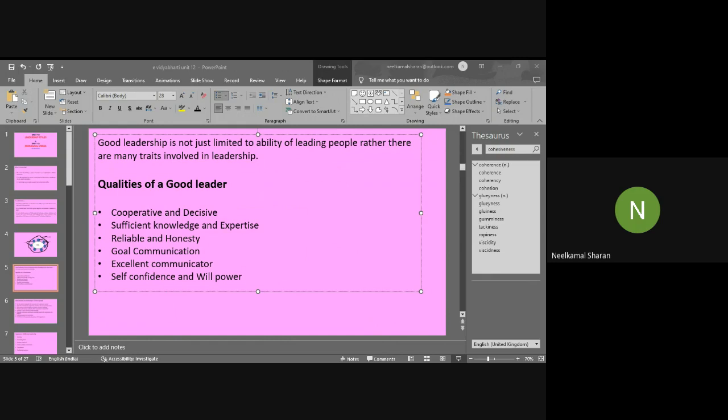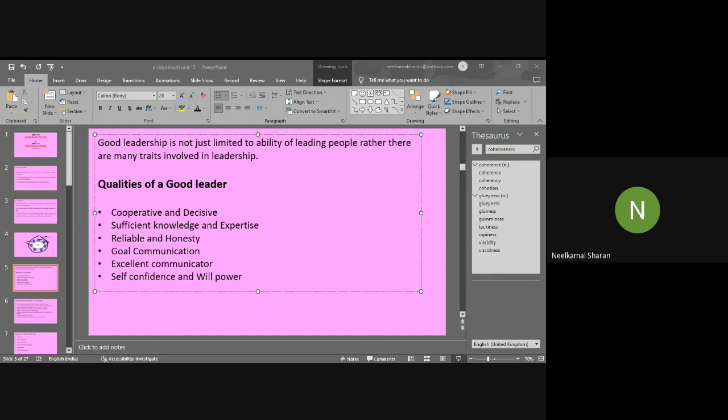Goal communication means we have certain goal. Without goal, no task can be complete. Whatever we are doing now, we are doing on the basis of certain goal. Like you are sitting here, you are attending my class. You must have certain goal in your mind, certain aim behind attending this class. So, like this, to conduct any activity, we frame certain goal.